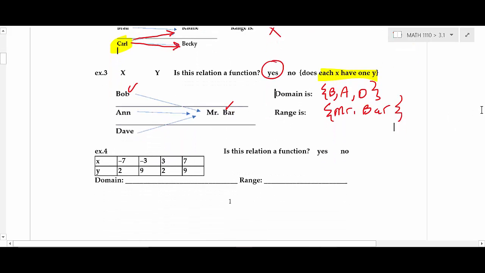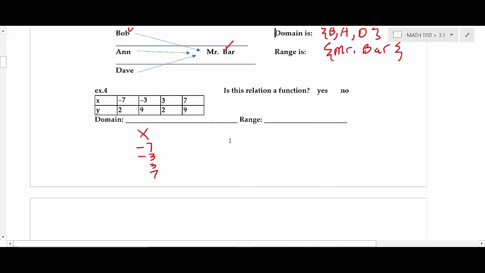Now sometimes they're in a mapping diagram, sometimes they're not. You don't have to do anything on this example 4 except do it in your head. But I'm going to write down the x's: -7, -3, 3, and 7. Then I'm going to write down the y's. There are only 2 y's, a 2 and a 9.